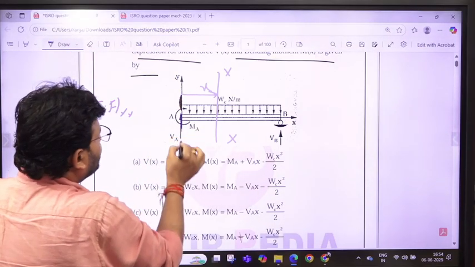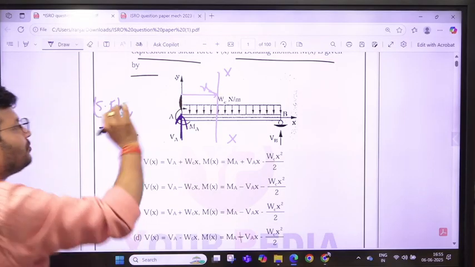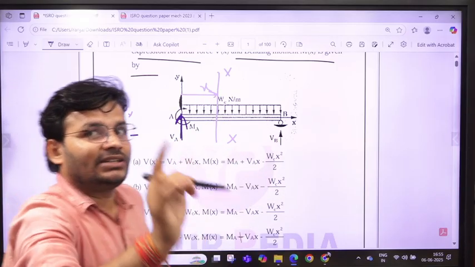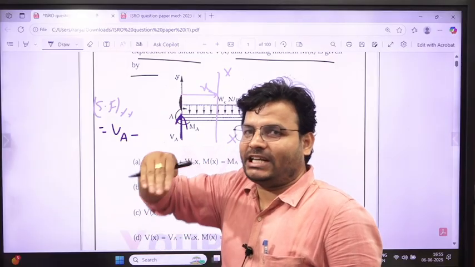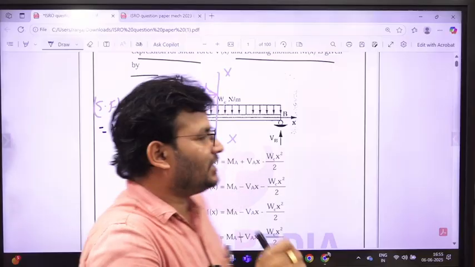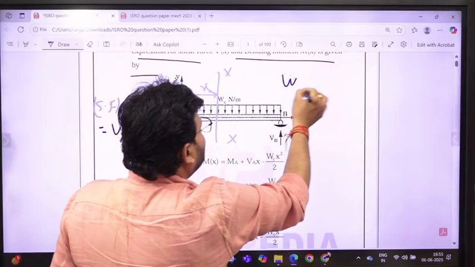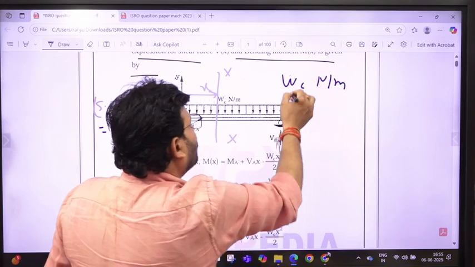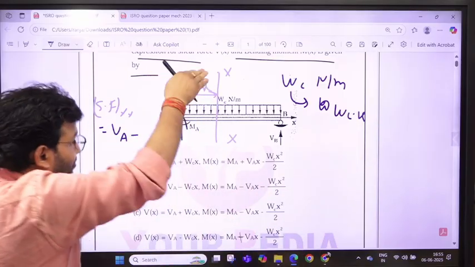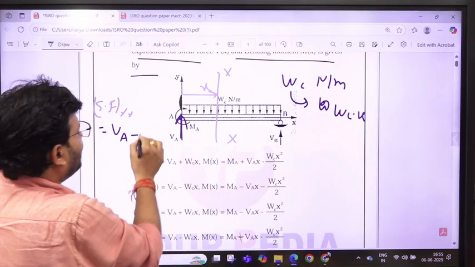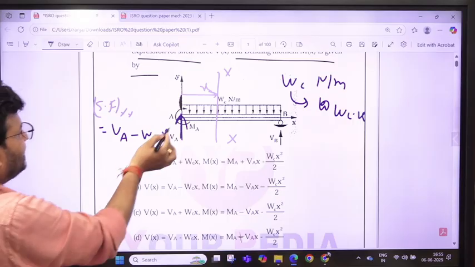We can say there is one force VA acting, so it will be VA in the upward direction. You are moving left to right, upward is taken positive, right? In SFD BMD if you are moving left to right, then upward shear force is taken as positive, downward is negative. That is the simple concept. And how much total force? This is WC Newton per meter, so in x meters how much force is acting? It will be WC into x, but in the downward direction, so it will be minus WC into x. So shear force will be VA minus WC into x.